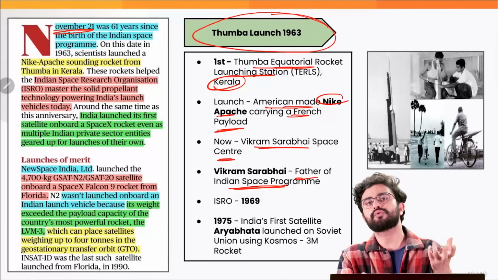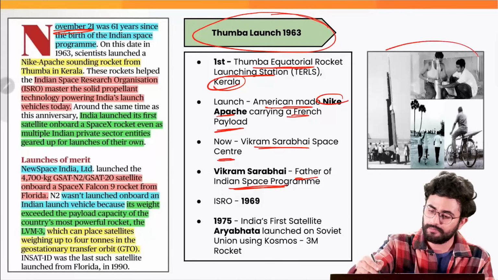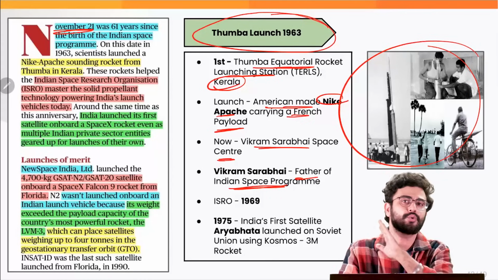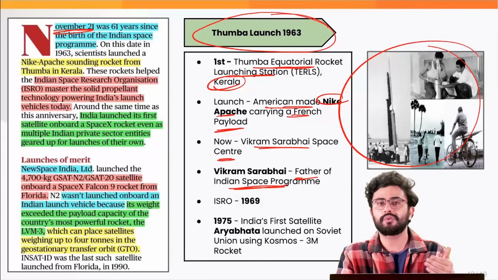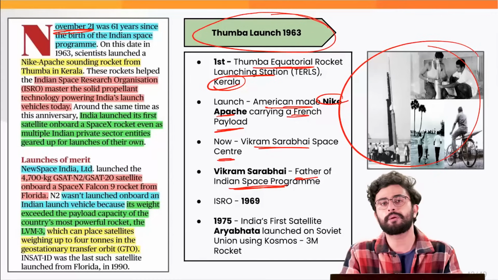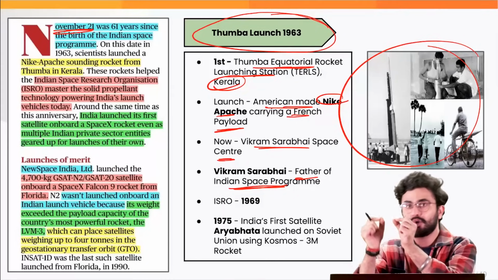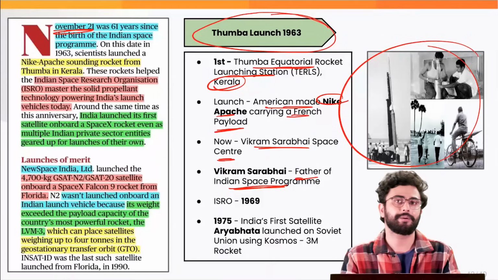Why was Thumba chosen to launch this rocket? This effort was made by our scientists years back with limited resources. You can also quote this in your financial propriety in your ethics paper. The reason Thumba was chosen is that it was very close to our magnetic equator.